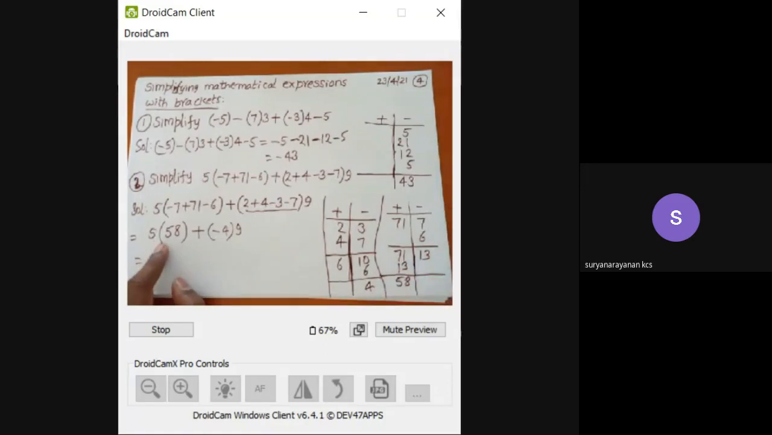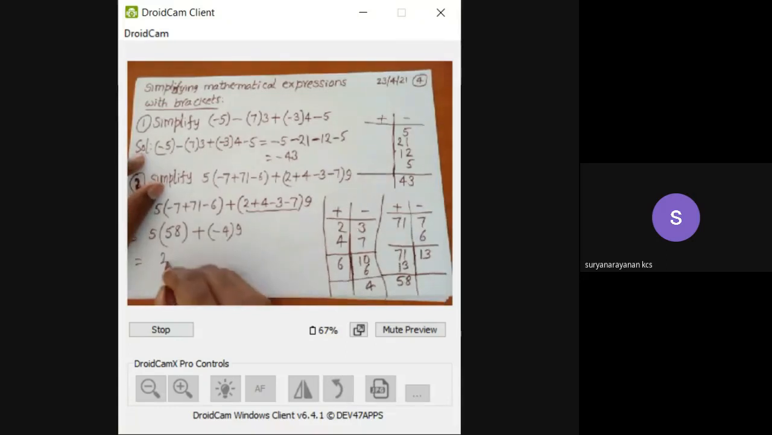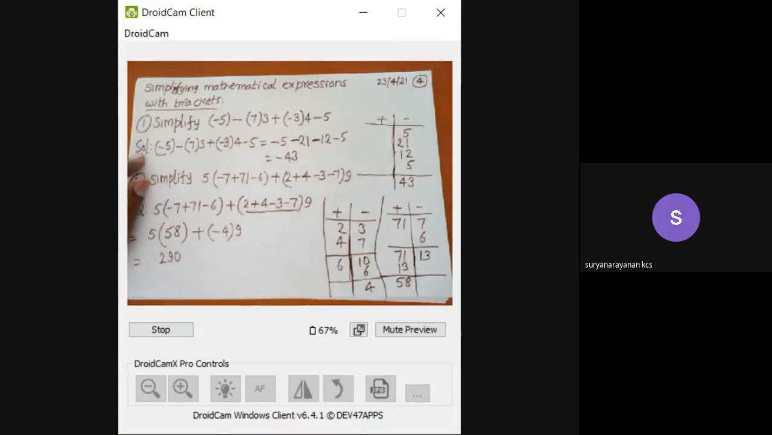Here 5 into, previously I told you many times, bracket means, remember how to read the bracket? Into. Okay. So 5 into 58. Now multiply, all of you, my children, multiply 58 by 5. Multiply the number 58 by 5 and tell me the answer. Take a pen and paper. 290. Sir, 290. Very good.